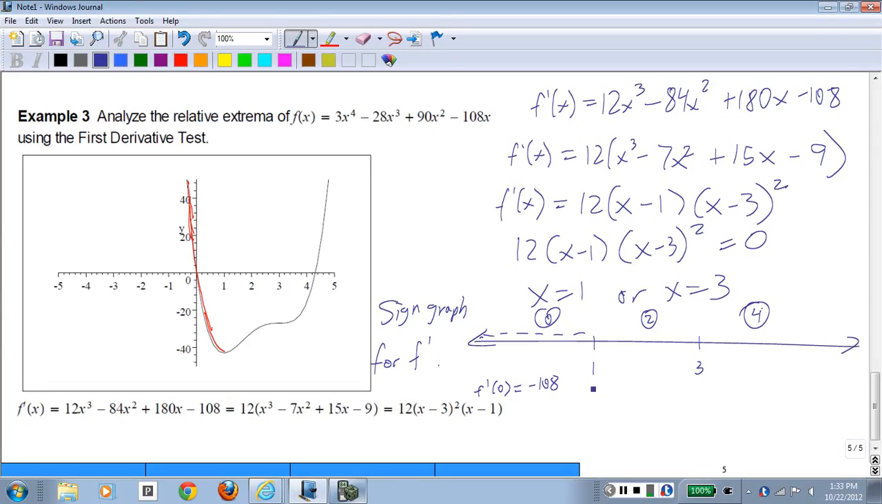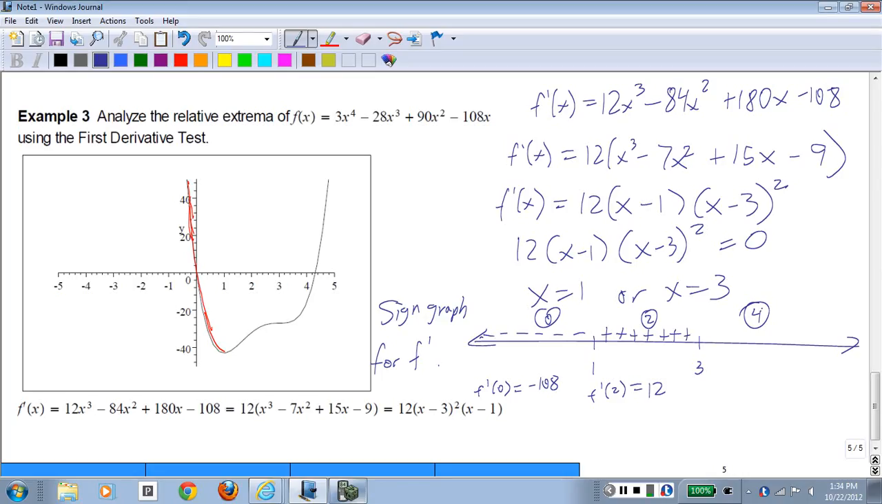Now what is f prime of 2? Well, here we probably should go here. 2 minus 1 is 1. 2 minus 3 is negative 1, but if we square the negative 1, we get 1. So 1 times 1 times 12 equals 12. And that's positive. Double check my arithmetic there, but hopefully when you substitute 2 for x, you get 12.